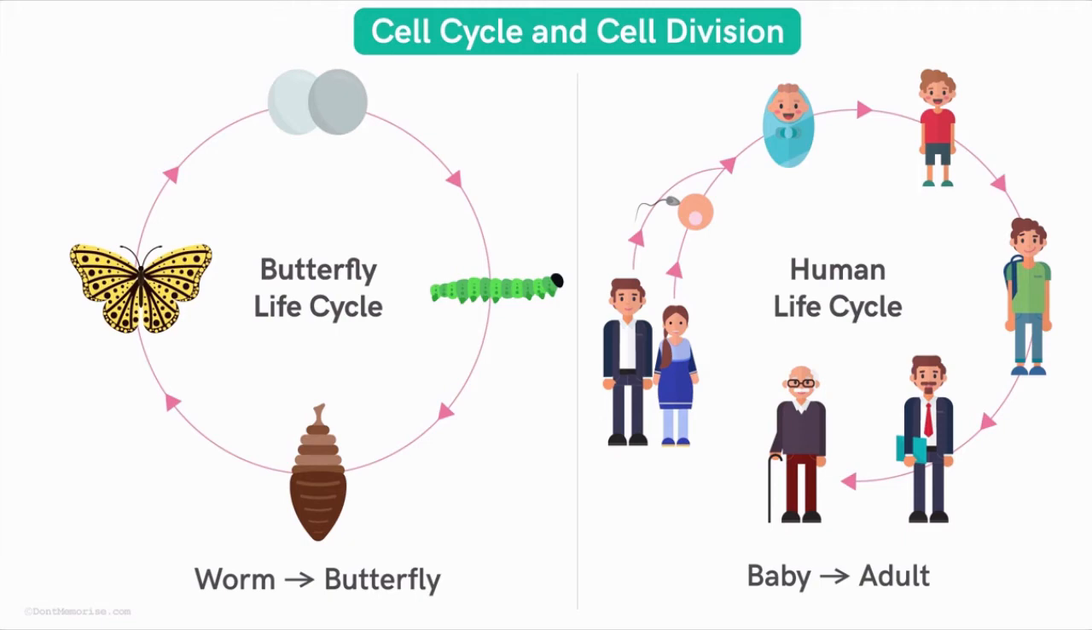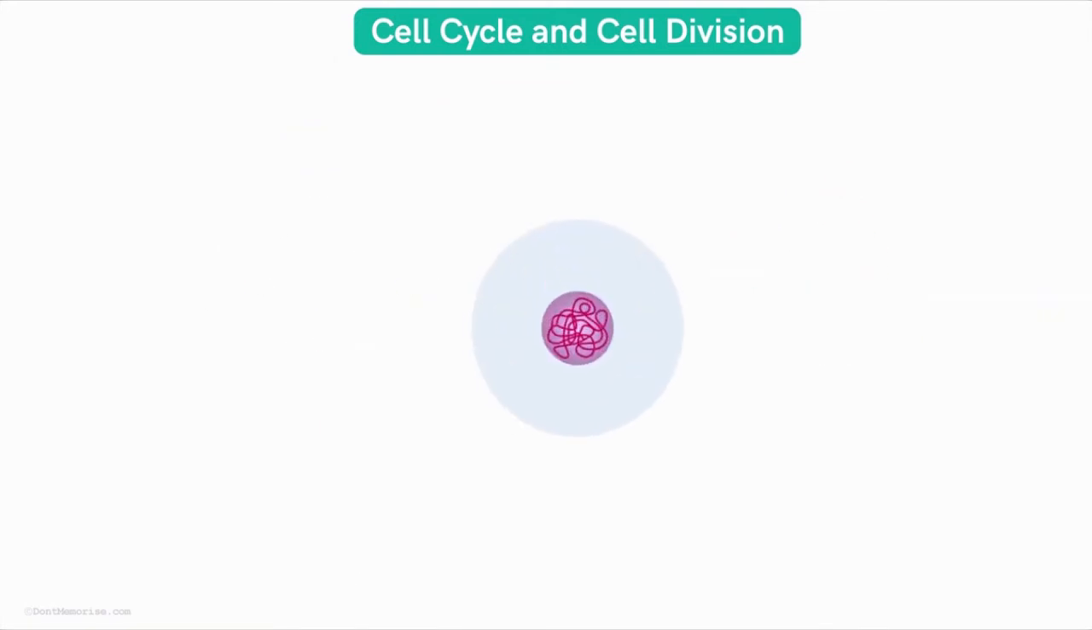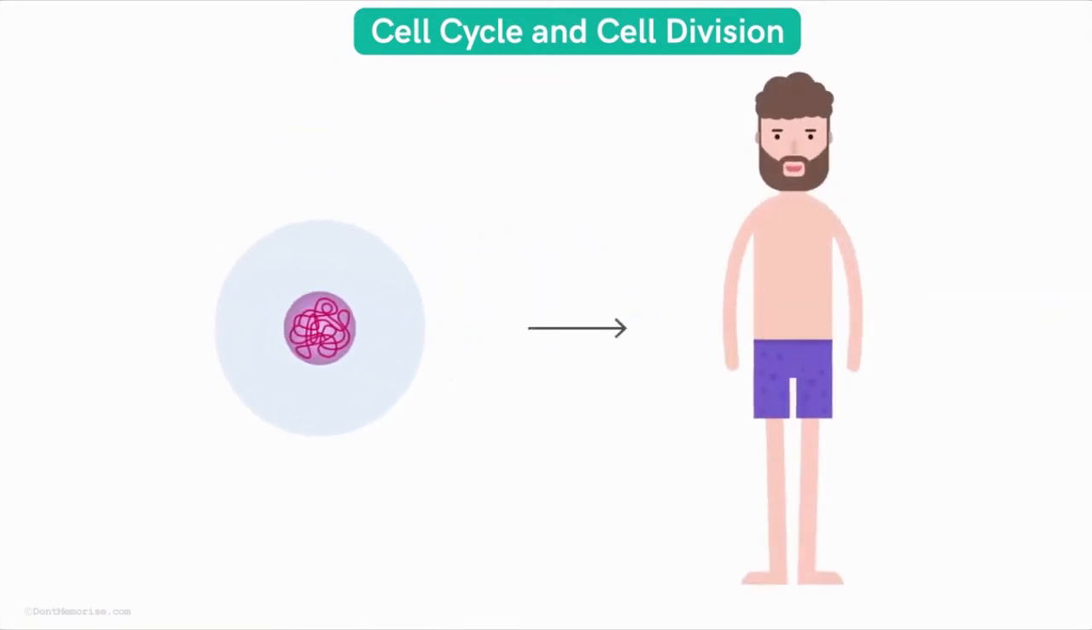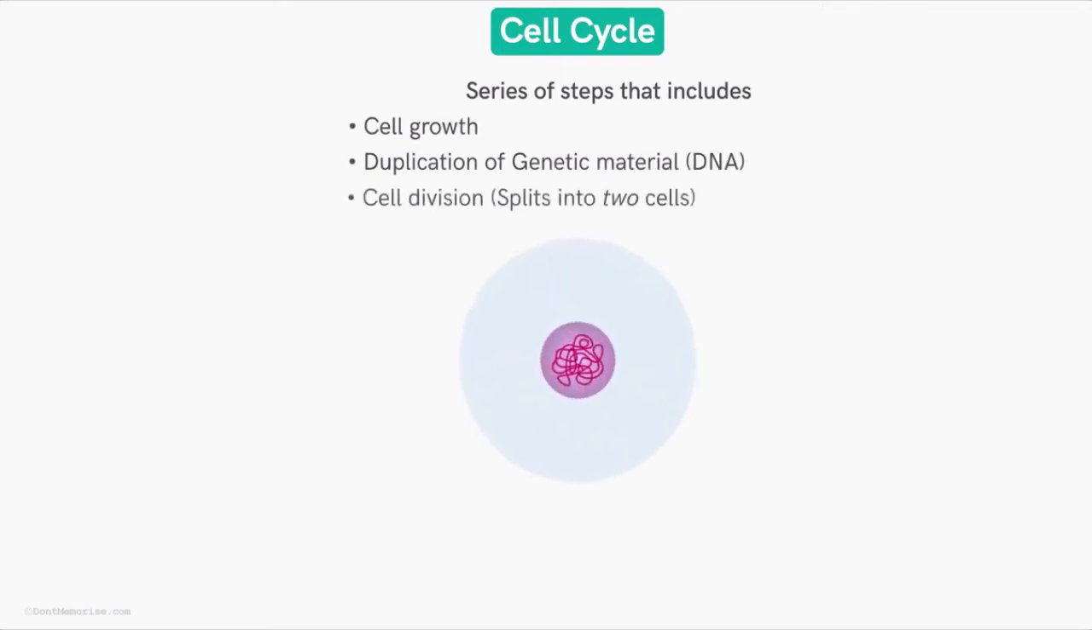We all know that each multicellular organism begins life in the form of a single cell. So how does a single cell get transformed into a large organism? To comprehend this, let's understand the concept of a cell cycle and cell division. Let's begin with their definitions. Cell cycle is a series of well-orchestrated steps including cell growth, duplication of genetic material, and cell division usually resulting in two identical cells.